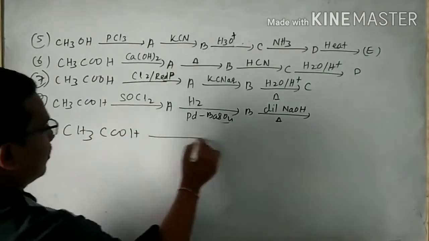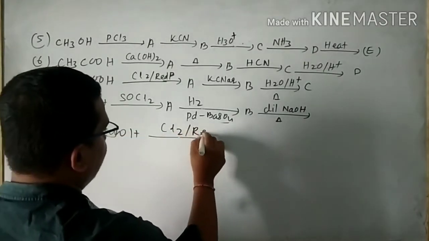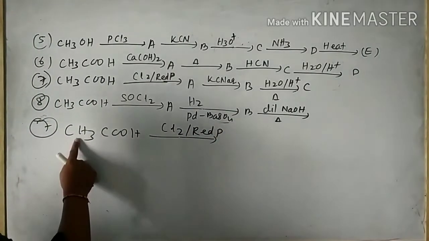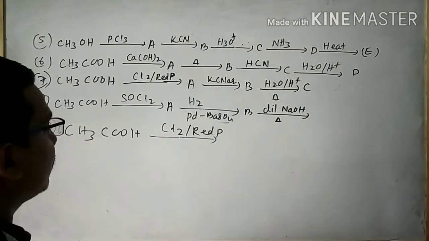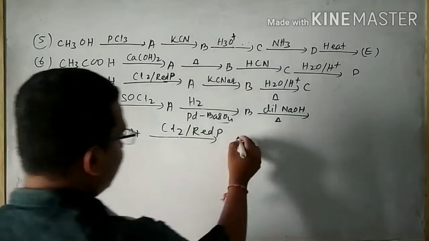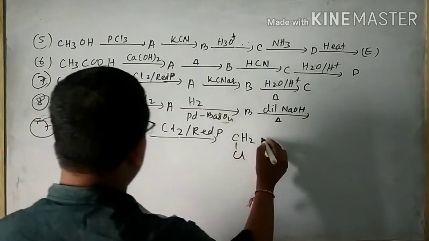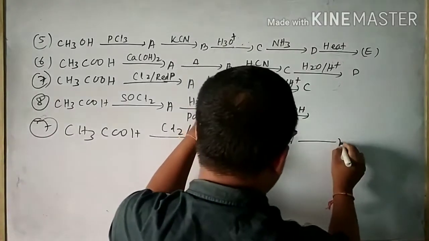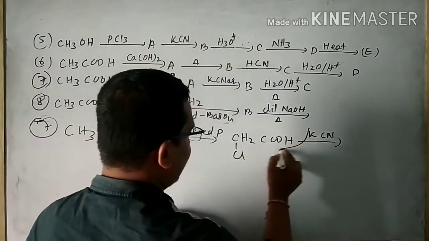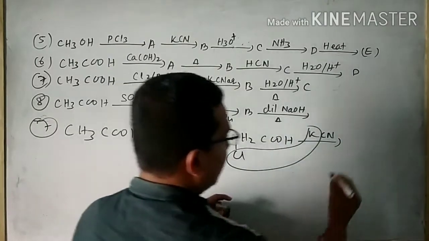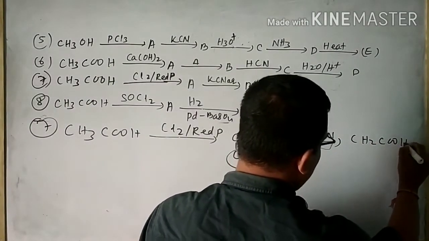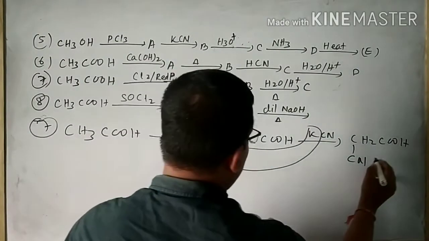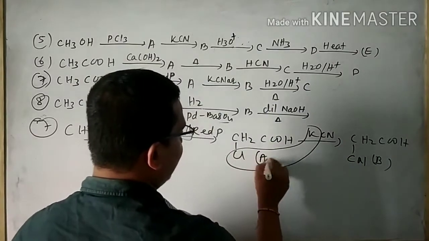Next, I will discuss question number 7. CH3COOH, Cl2, red phosphorus. This is your HVZ reaction. One alpha hydrogen combined with one chlorine atom forms HCl as byproduct, and the remaining is CH2 bond Cl COOH. Now this is subjected to reaction with KCN. We can remove KCl as byproduct, and we can write CH2COOH, and this CN will be attached here. This is said to be B, and this is said to be A.